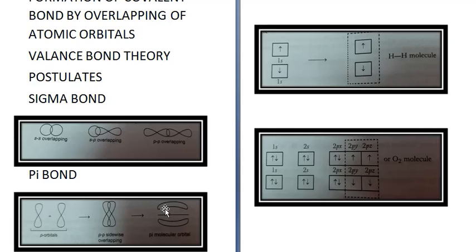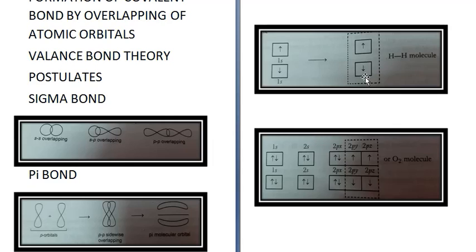Now let us study a few examples. First, the formation of the hydrogen molecule. Hydrogen, you know, has only one electron. Another hydrogen atom also has one electron. They combine together to form the H2 molecule. If this electron has upward spin, the other electron will have downward spin. So the combining electrons should have opposite spins.